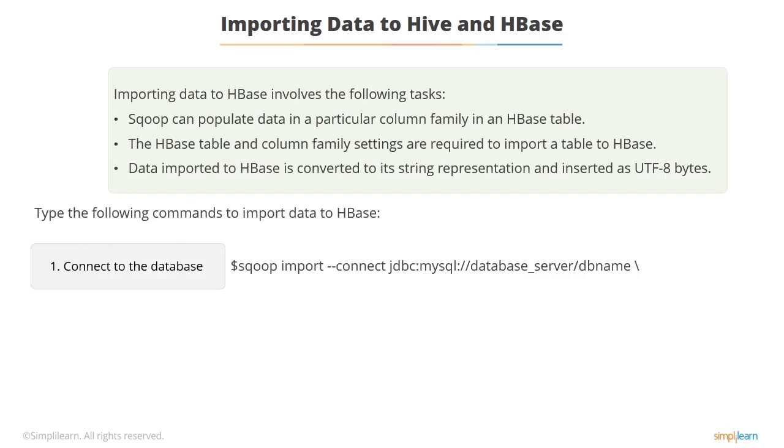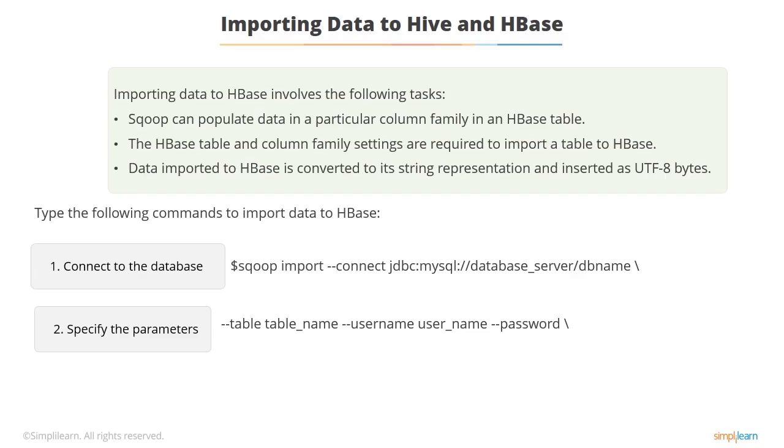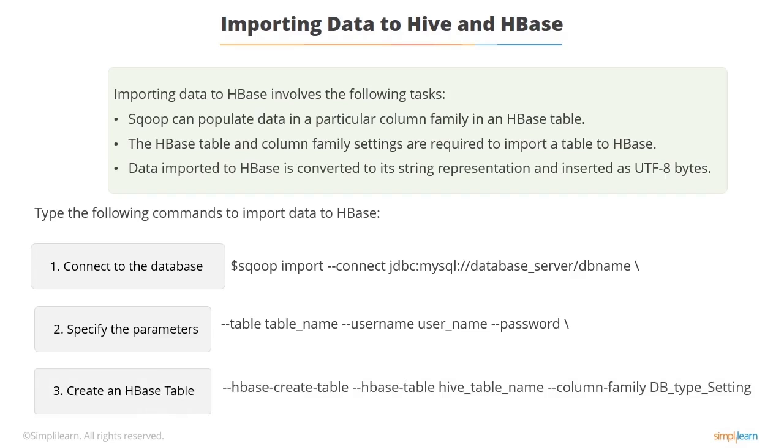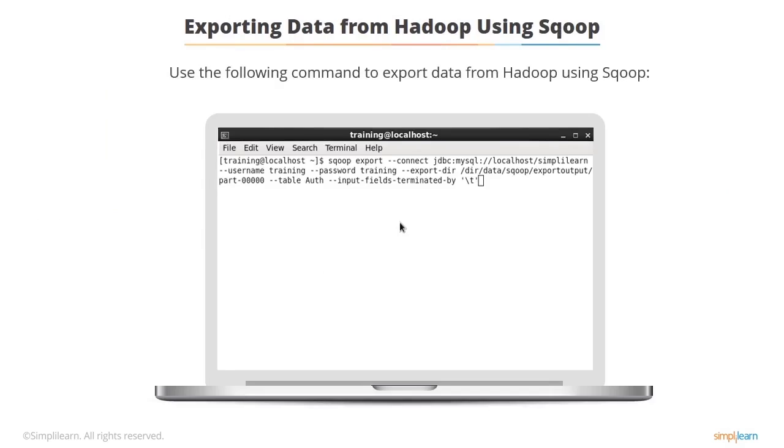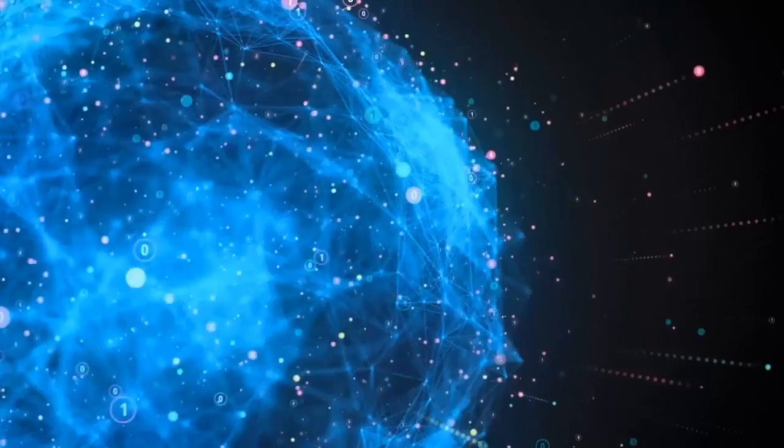Connect to the database using the first command. Specify the parameters such as username, password, and table name using the second command. Create an HBase table with the column family as specified in MySQL using the third command. Now let's discuss the process of exporting data from Hadoop using Sqoop. Use the command shown in the terminal to export data from Hadoop using Sqoop.